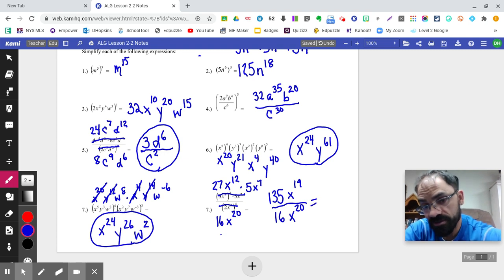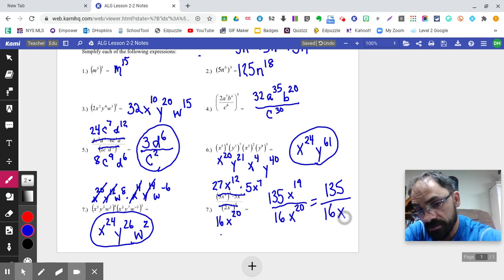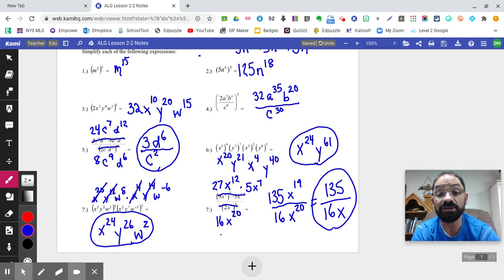What do we have here? 19 minus 20 is negative 1. I cannot keep a negative 1 up there, so that'll go on the bottom. And I can put the 1 above the x, but I don't have to.